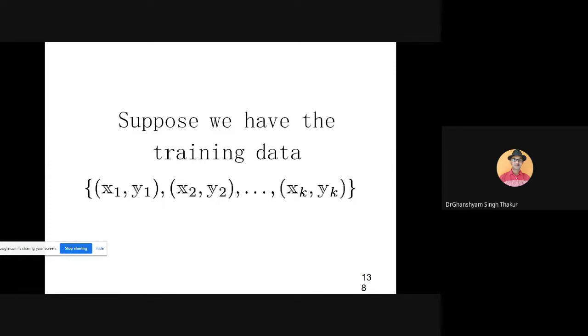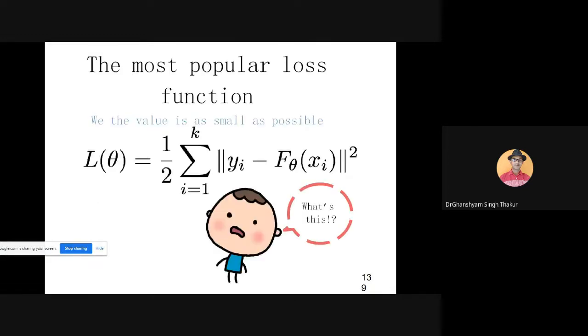Suppose we have the training data set (x1, y1), (x2, y2), and up to (xk, yk), and the most popular loss function is given by L theta, which is given by this mathematical equation. The value of the loss function must be minimum.